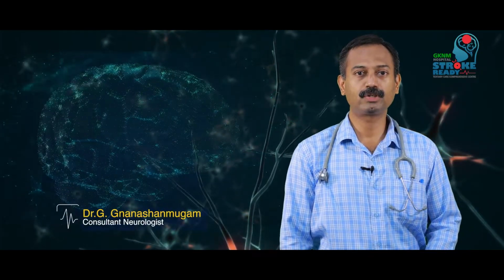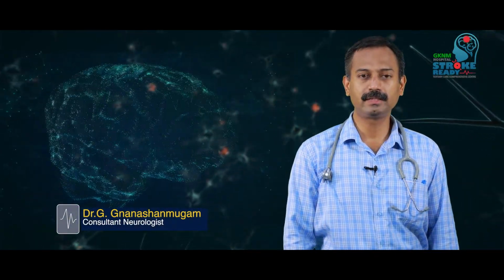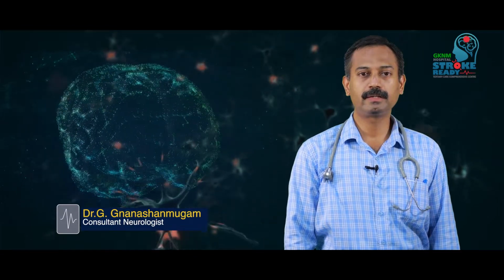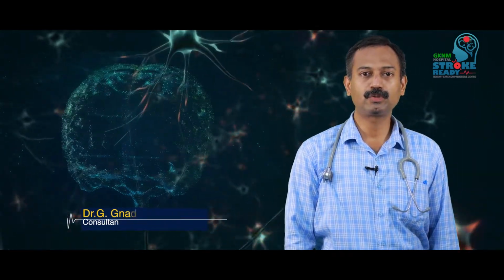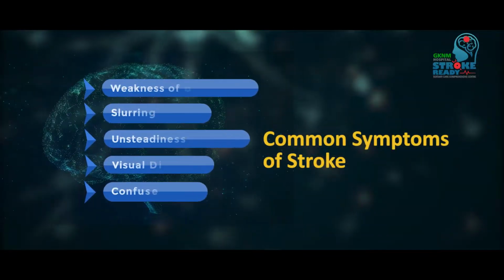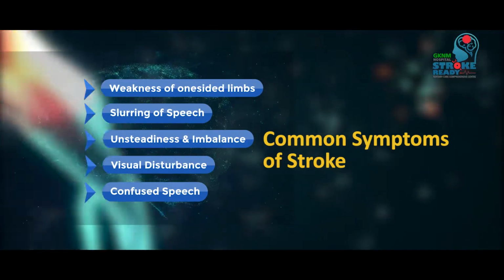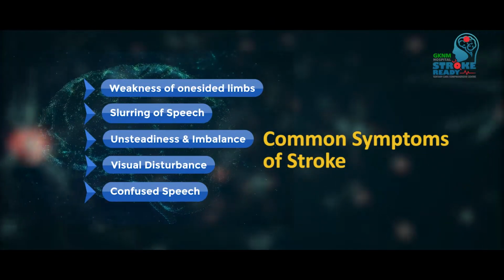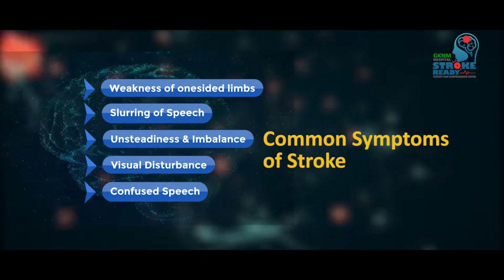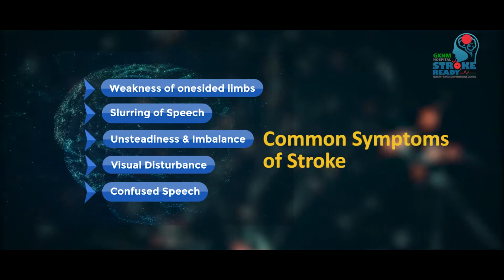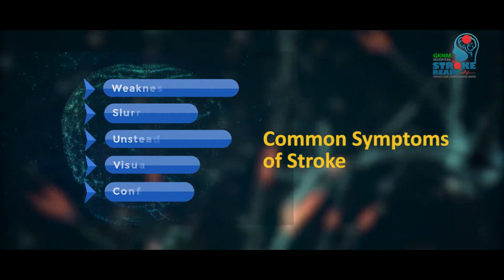Stroke is a catastrophic disease. It may result in severe disability. Sometimes it may result in death. The common symptoms of stroke include weakness of one-sided limbs, sudden slurring of speech, sudden unsteadiness, sudden imbalance while walking, sudden visual disturbance, sudden confused speech. So all these are common important symptoms of stroke.